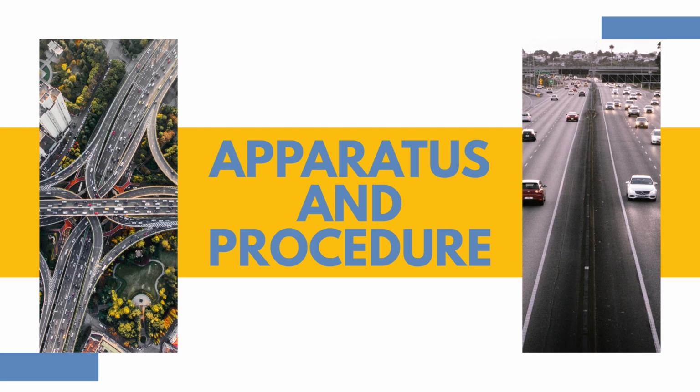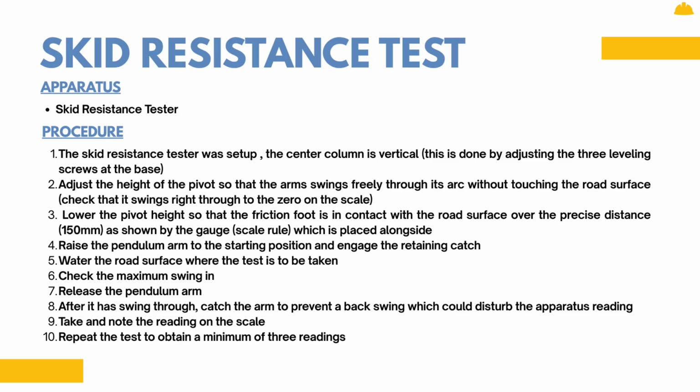Next, we will be talking about the apparatus needed for the tests carried out and the procedures. For the first test, we will be carrying out the skid resistance test. The apparatus needed for this test is a skid resistance tester. Next, we will be talking about the procedure. First, set up the skid resistance tester.